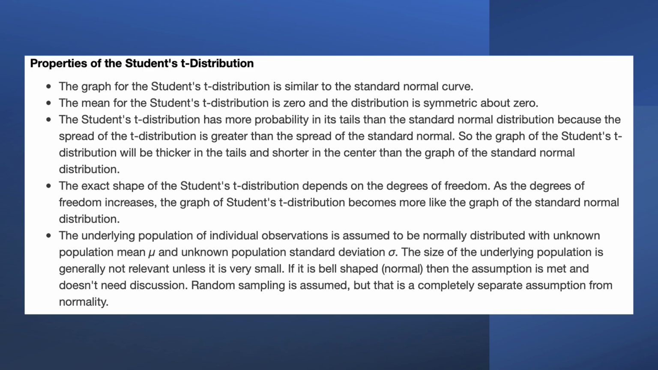So the graph of the student's t distribution will be thicker in the tails and shorter in the center than the graph of a normal distribution. But it still has the shape of a normal distribution, so the concepts contained therein, with a little tweaking, can be viewed as similar. The exact shape of the t distribution depends on the degrees of freedom. As the degrees of freedom increase, the graph of the t distribution becomes more and more like the graph of the normal distribution. The underlying population of individual observations is assumed to be normally distributed, with unknown population mean mu and an unknown population standard deviation. The size of the underlying population is generally not relevant unless it's super small.